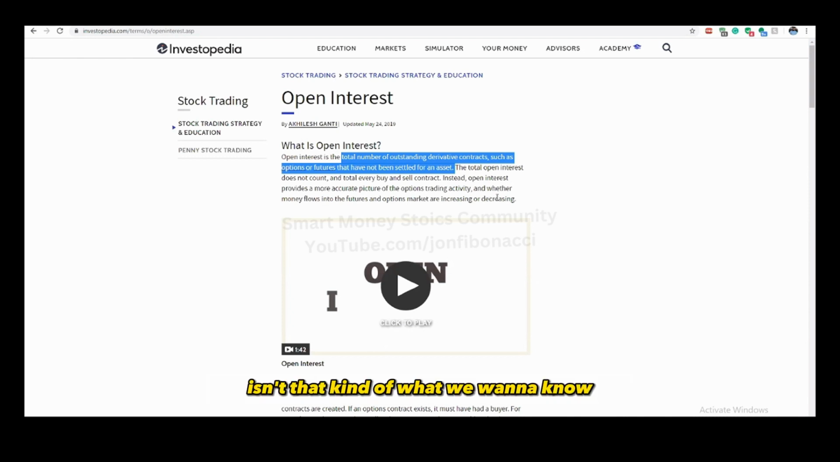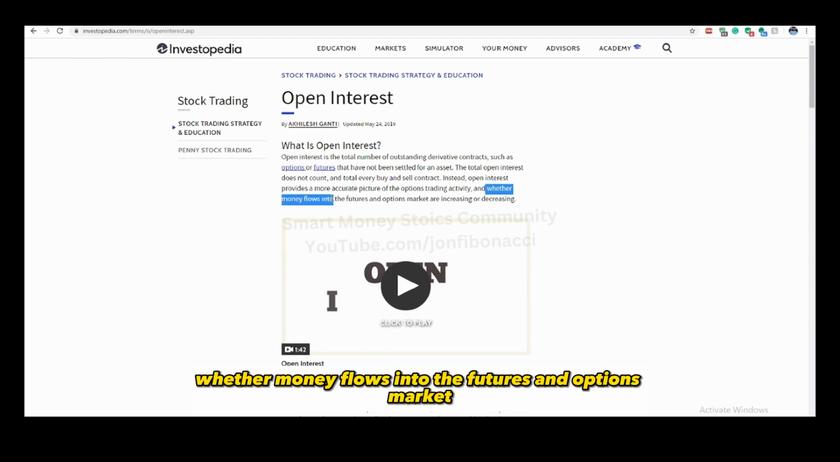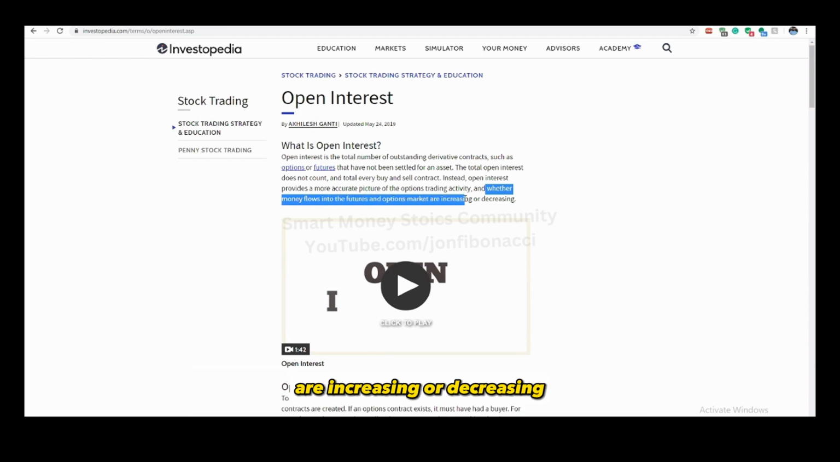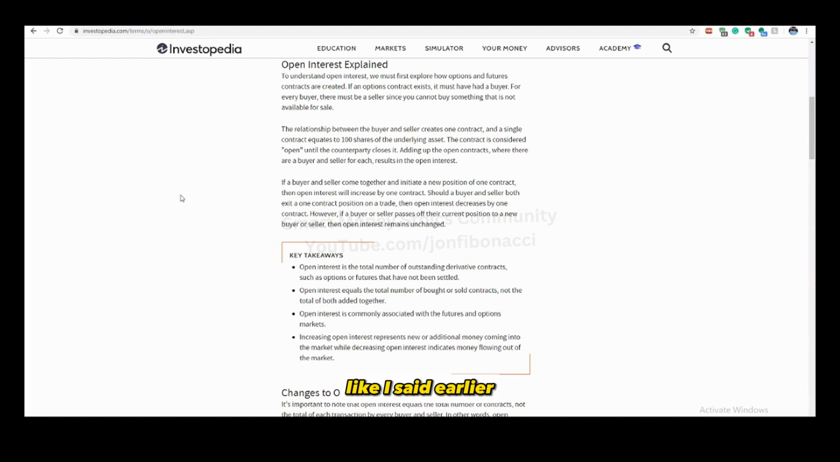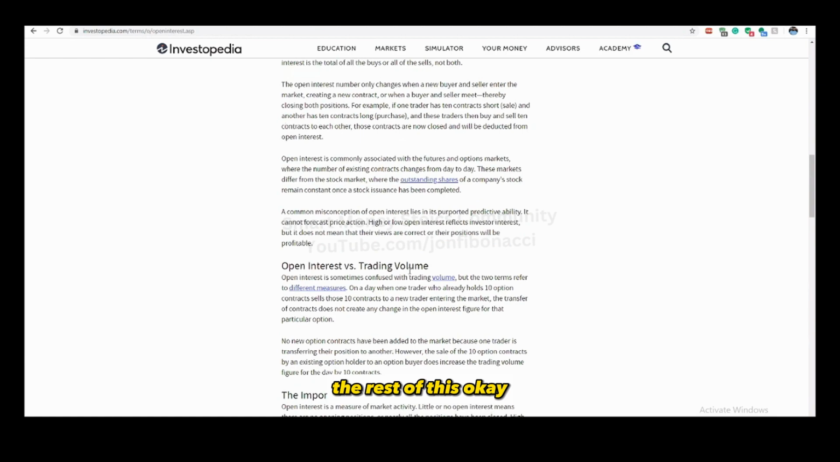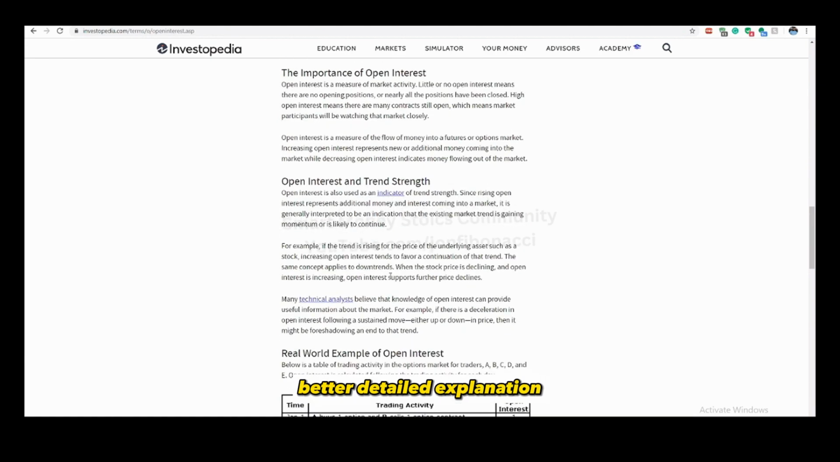Isn't that kind of what we want to know? Whether money flows into the futures and options market are increasing or decreasing. Where's the money? Where have you heard that before? Right? Where's the money? That's our number one question because that's where the market's headed, right? So we look at open interest to see what the commercials are doing. Are they putting money in? Are they taking money out? Right? And obviously, we go from there. And again, like I said earlier, go to Investopedia, open interest, and go read the rest of this. Okay. It's going to give you a much better detailed explanation.